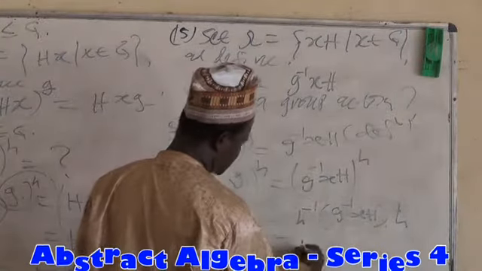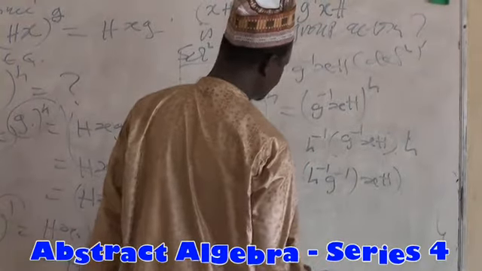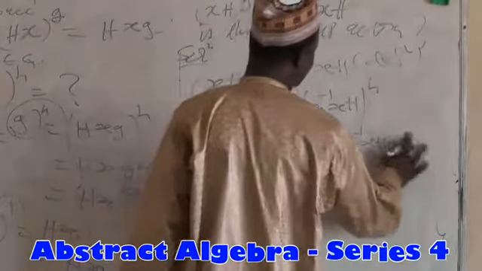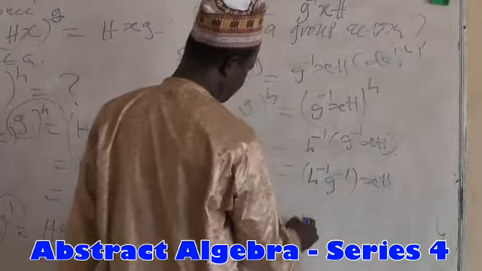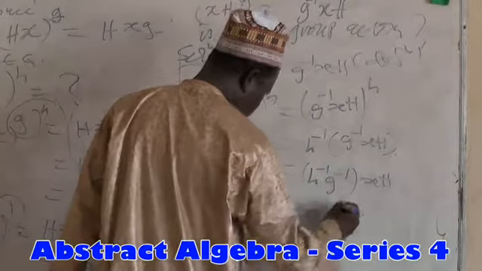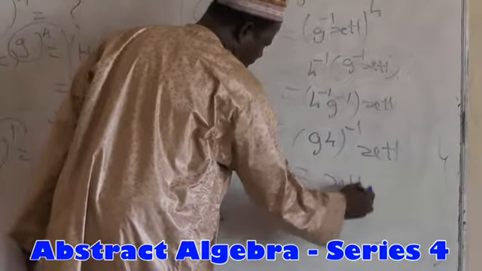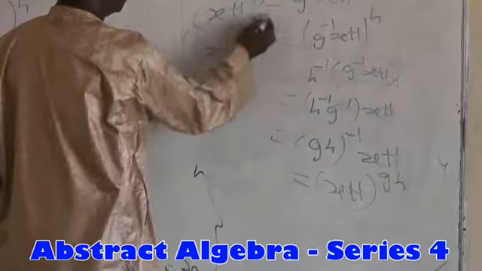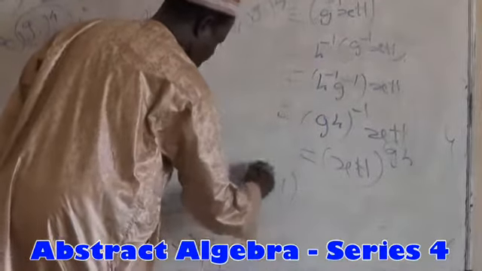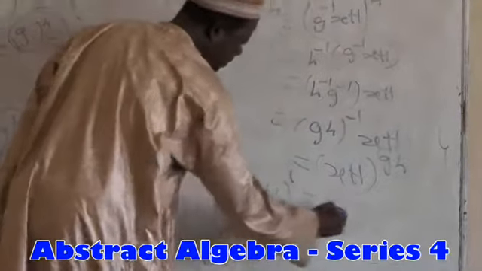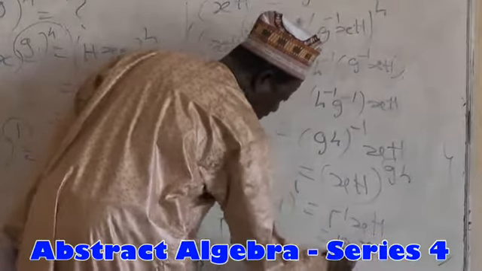By definition, this is going to be h inverse g inverse xH. Isn't it? So this is going to be gh, all inverse, xH. And this is xH under gh. So you start out with this, and you end up with this. And xH under 1 is going to be 1 inverse xH. But 1 inverse is 1, so it's 1xH, which is simply xH.